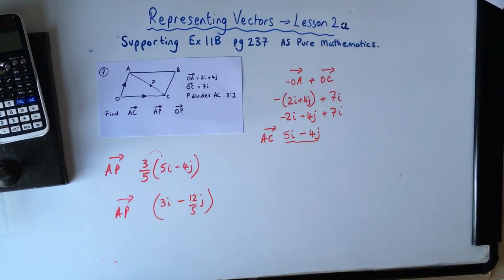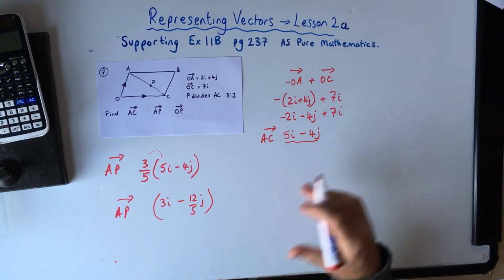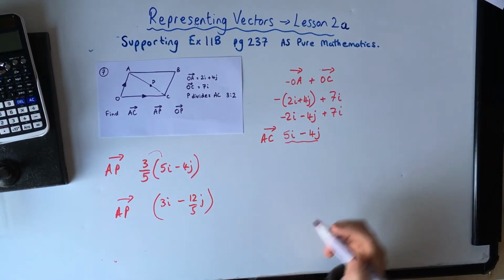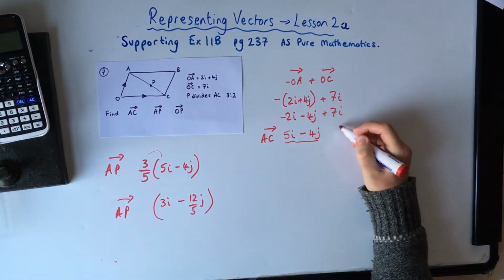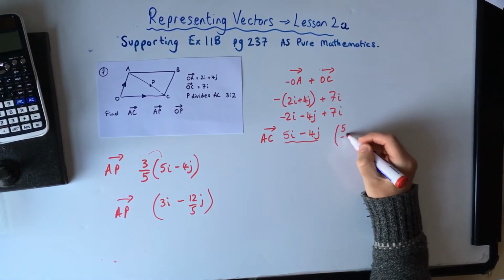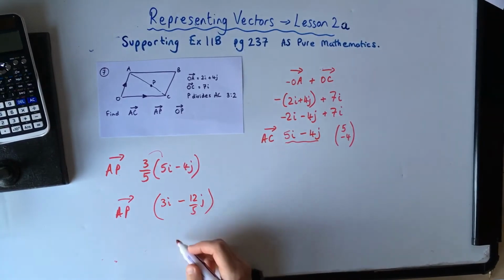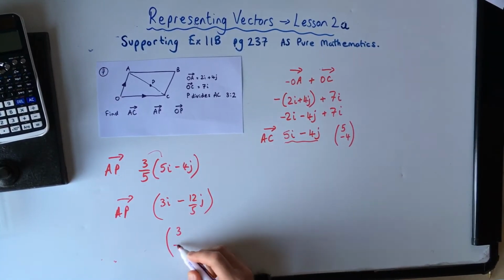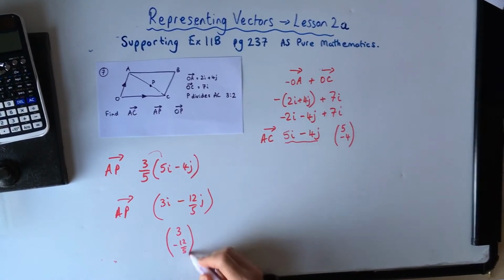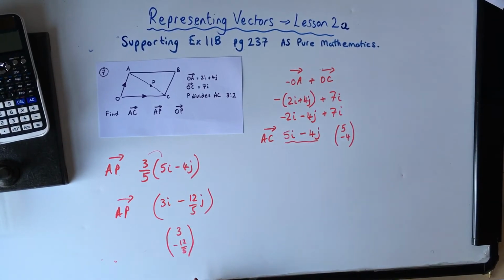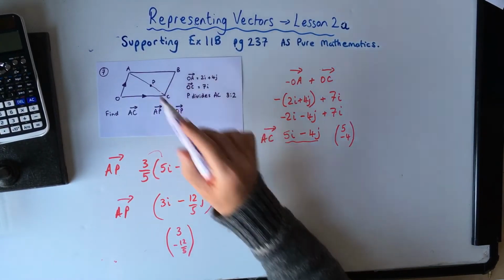I think in the book, just to get you used to it, it does say write them in column vector. We were talking about column vectors. You know, in the answer for that in the column vector, of course, is just 5 over minus 4. You could write it like that. This as a column vector is just 3 over minus 12/5 as a column vector. That's all it's saying.